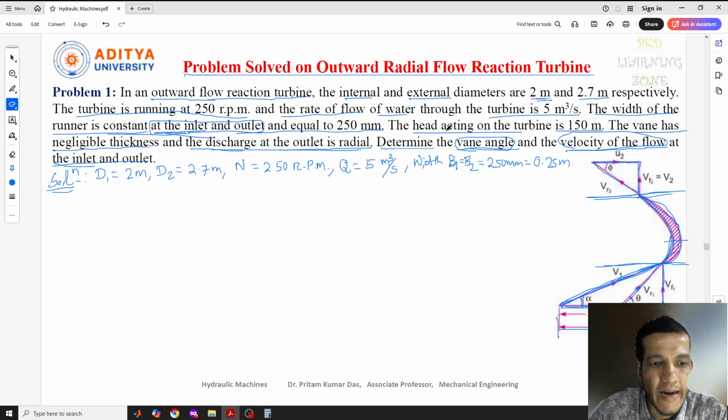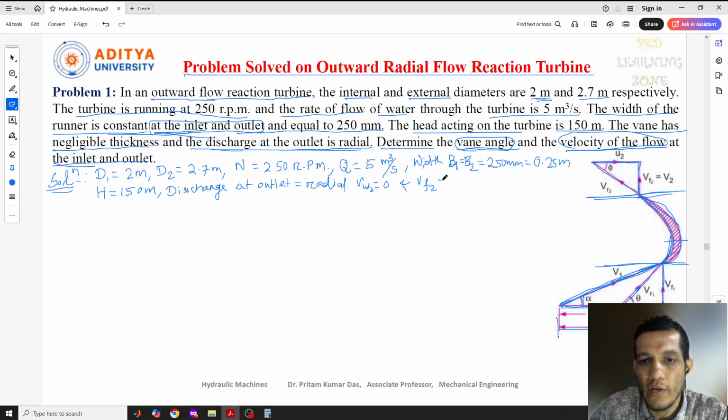Next, the head acting on the turbine is 150 meter. So head acting on the turbine, we can write capital H, is 150 meter. The vane has negligible thickness and the discharge at outlet condition is radial. As I told you, the discharge at outlet is given as radial, which means we need to assume that VW2 is 0 and we can write VF2 equal to V2.